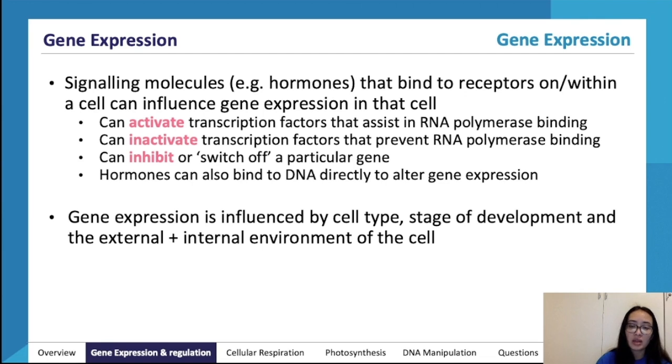You've got signaling molecules. So signaling molecules such as hormones can bind to receptors on or within a cell, and they can influence gene expression in that particular cell. So a lot of signaling molecules such as hormones are actually proteins, and so they can activate transcription factors that assist in RNA polymerase binding. They can inactivate transcription factors that prevent RNA polymerase binding, can inhibit or switch off particular genes, and also bind DNA directly, and this can alter gene expression also.